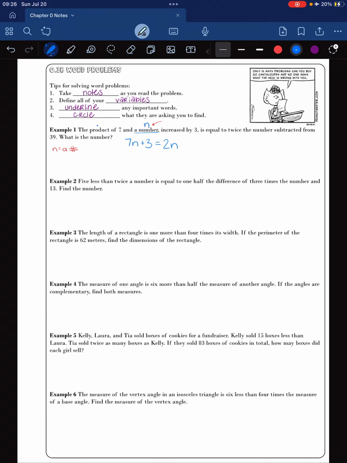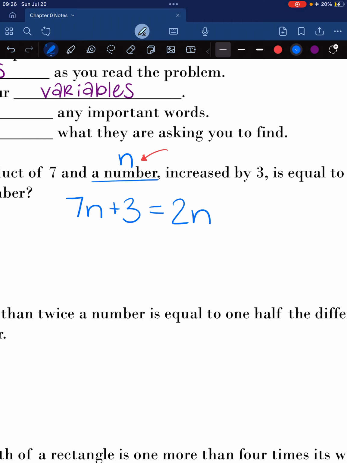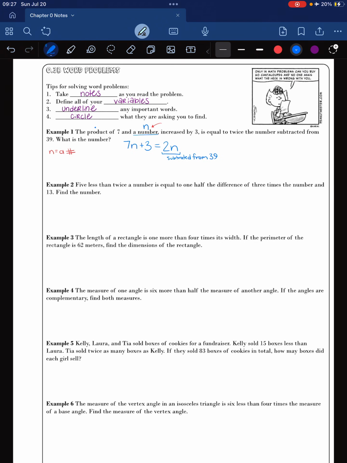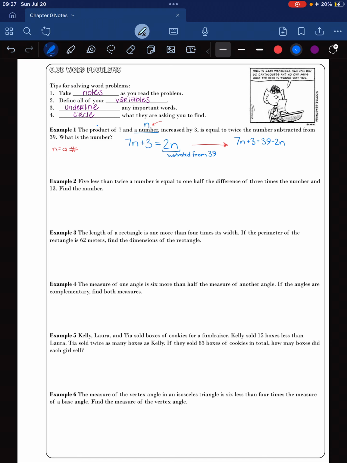Subtracted from 39. Okay, so I've run into my first mistake by taking notes, and this is just where we need to be careful. It says that this 2n is subtracted from 39. Okay, which means I need to rewrite this. I was taking notes, but let's go ahead and move my work on over here and update it. We have 7n plus 3, but now I need to rewrite this as 39 minus 2n.